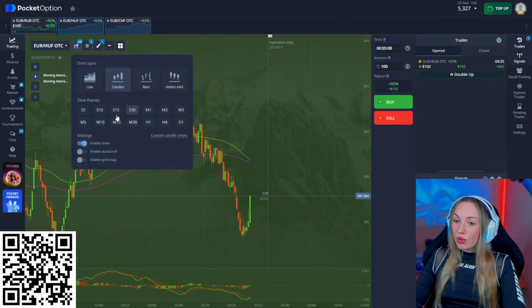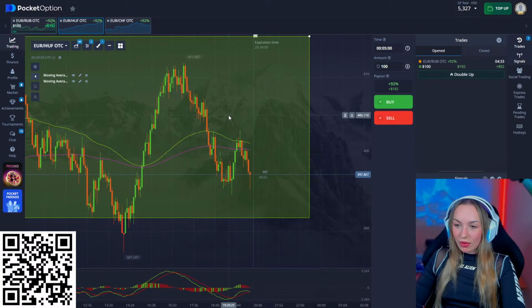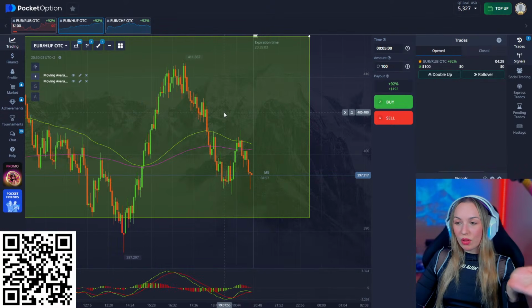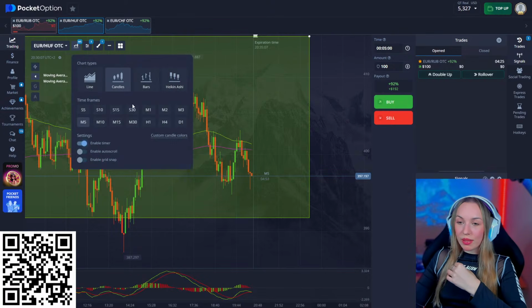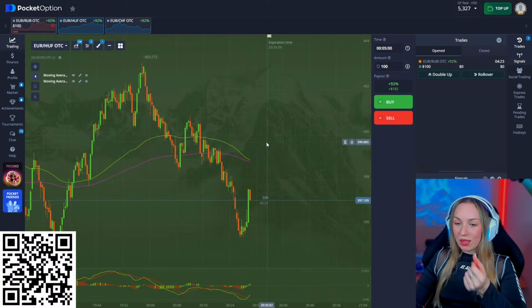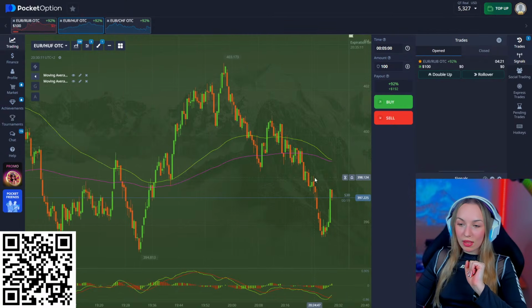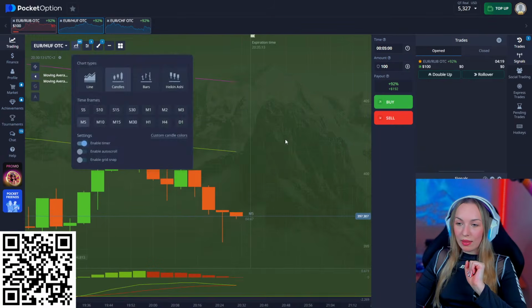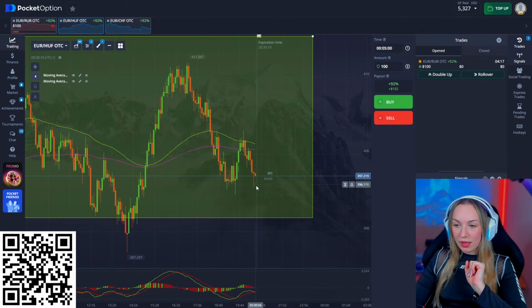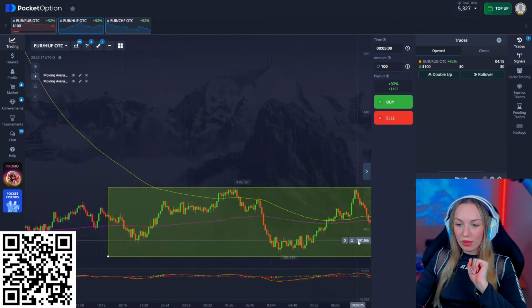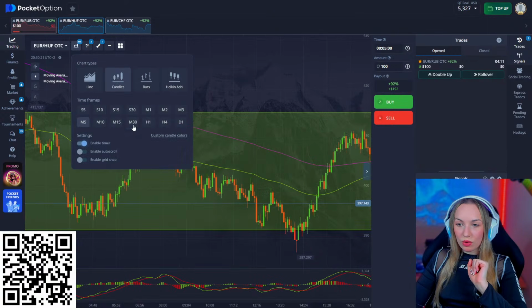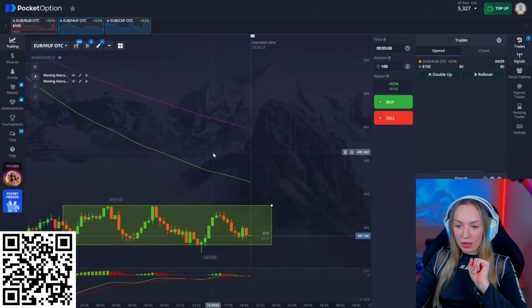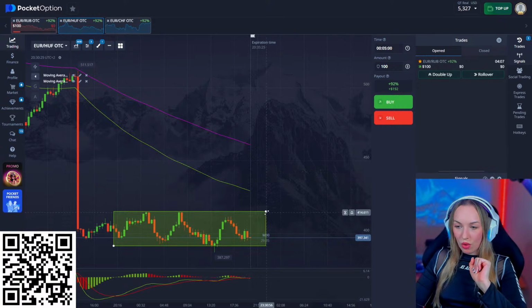Euro HUF. As I told you before, it will go down. It went down, even though I didn't open the trade here, but we can clearly see that it went down. And now it looks like it goes up again. But again, our price didn't touch the support, even though, you know what, I could draw here this support zone.